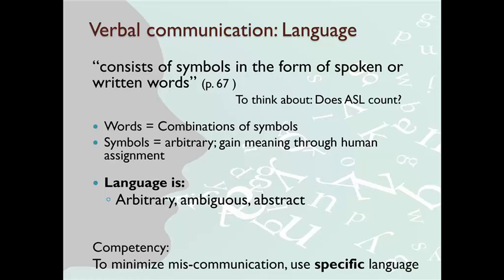And so when we think about communication competency, our goal in order to minimize miscommunication is to be very specific in the language you use and to know how it might be arbitrary, how it might be ambiguous, and how it might be abstract, right? So how might others interpret it based on these elements of language?